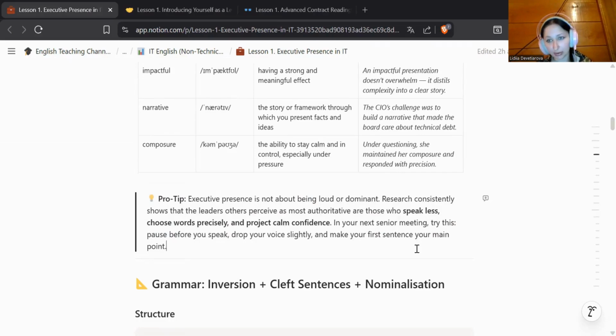When I tell you drop your voice slightly, I do not mean being over the top about it. No, just calm down a bit, drop your voice a tiny little bit, and make your first sentence your main point, and that's all.